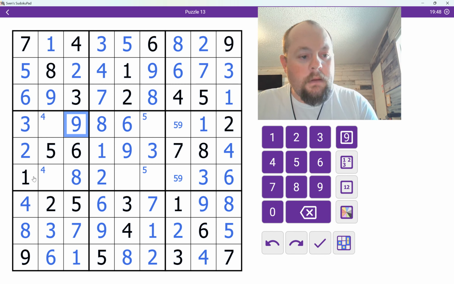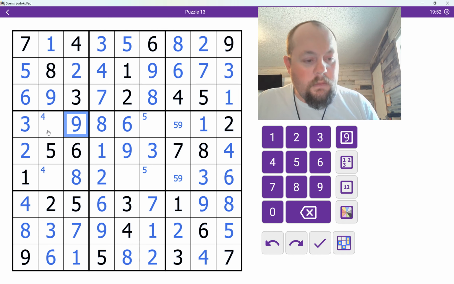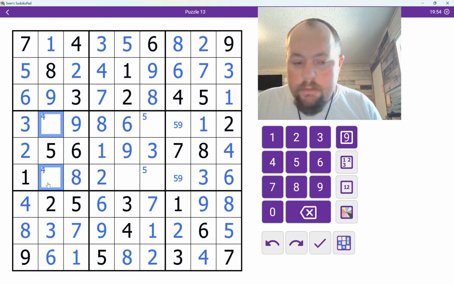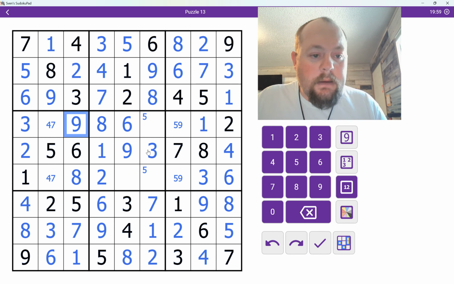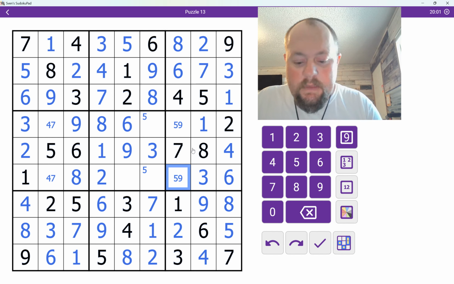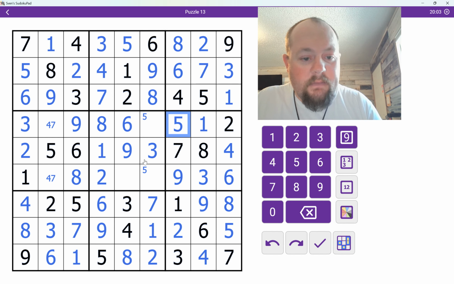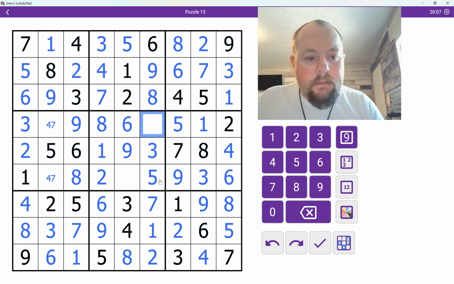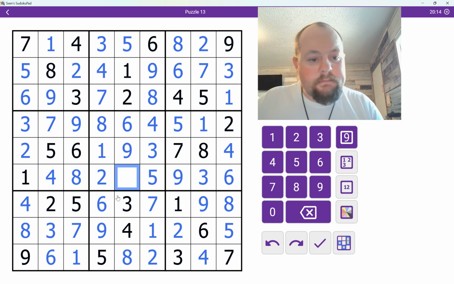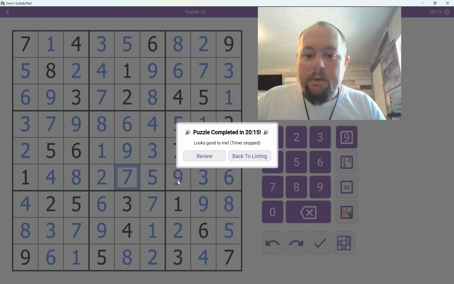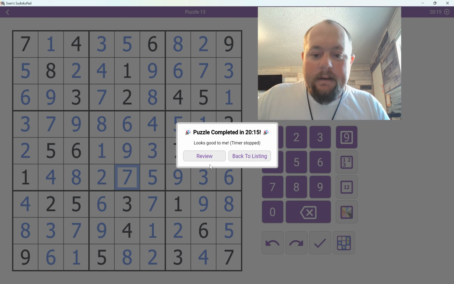9. Now 1, 2, 3, 4, 4 and 7. Go ahead and delete the corner pencil marks. Let's give us center marks, 4 and 7. It's good practice. 9 sees across. Gives us a 9. 5. 5. 3 gives us a 4. Resolves that. 4, 7, 7. And that's the puzzle. 20 minutes isn't too bad.